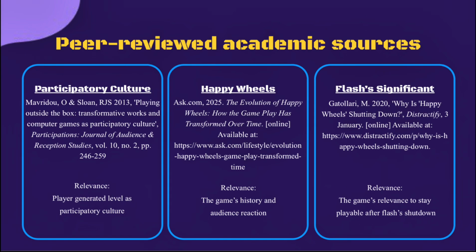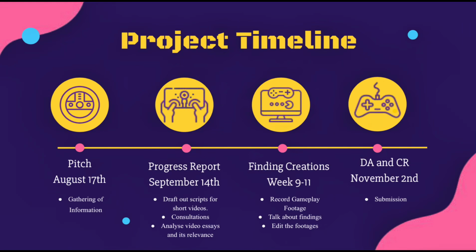The project timeline includes drafting scripts and analyzing video essays by September, recording gameplay and findings between week 9 through 11, and finalizing my DA by November. This structure plan ensures I can connect the game's history, audience reception, and participatory culture clearly.